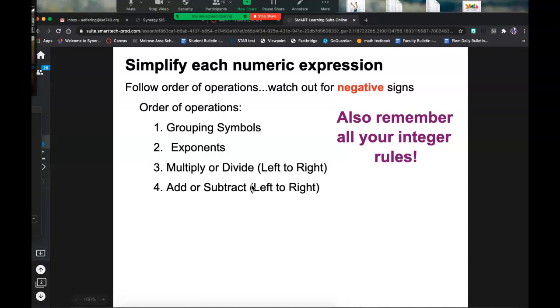Okay. So it says simplify each numeric expression. We're going to follow order of operations, and we're going to watch out for negative signs. Super important that we watch for negative signs because that's where we're going to see mistakes coming in, on a negative sign. Now, when I wrote, that should have showed up on your screen.